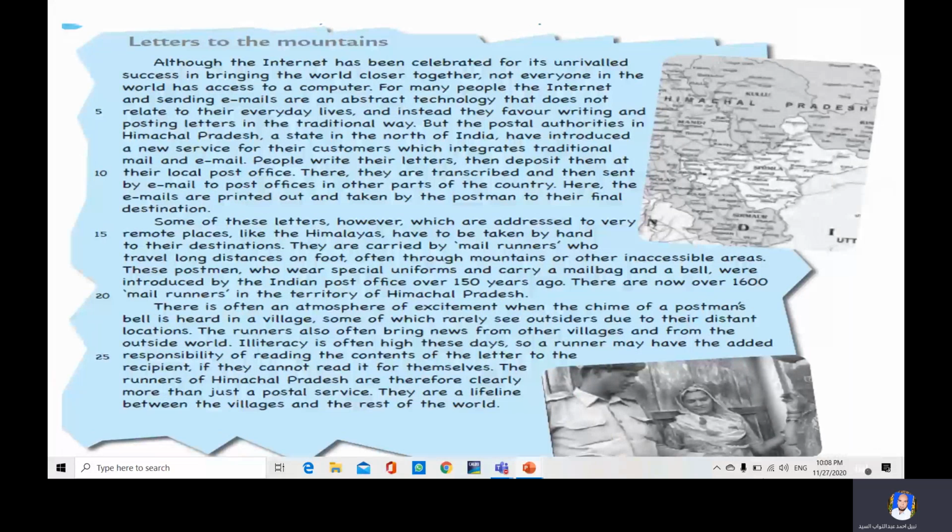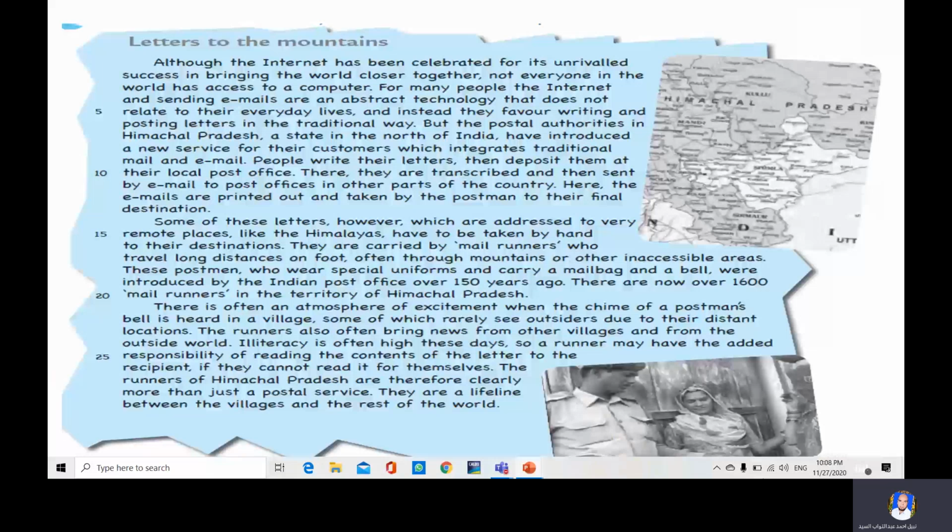The title of the article is Letters to the Mountains. Look at the map. The title of the map has a word in bold. Himachal Pradesh is the name of this area. And you can see a postman in the picture at the bottom. He is carrying a post and maybe reading a letter to the woman who cannot read or write.